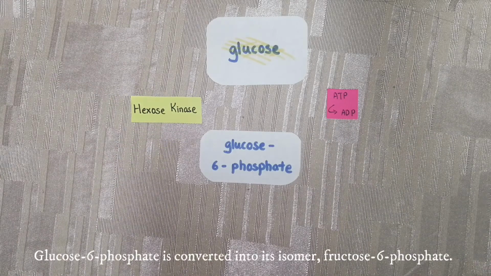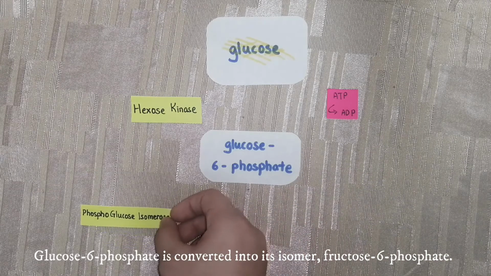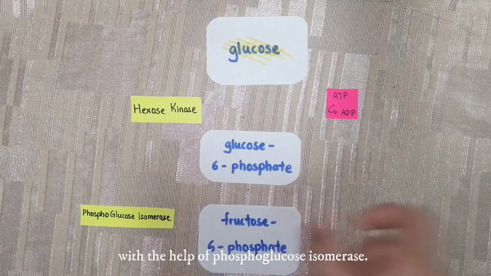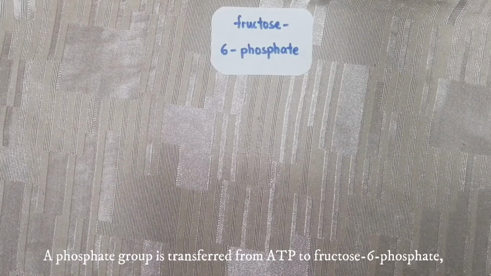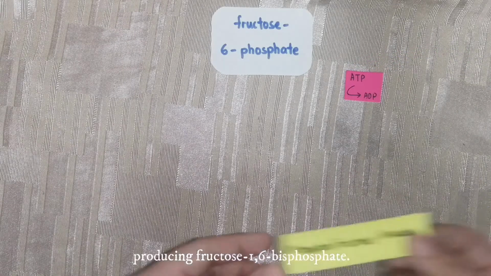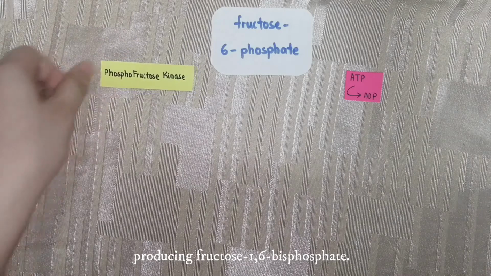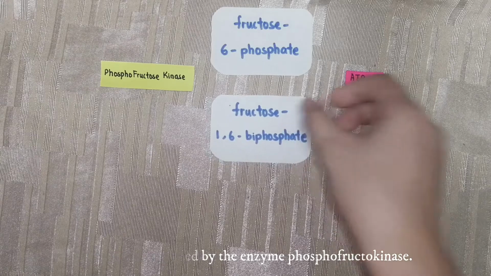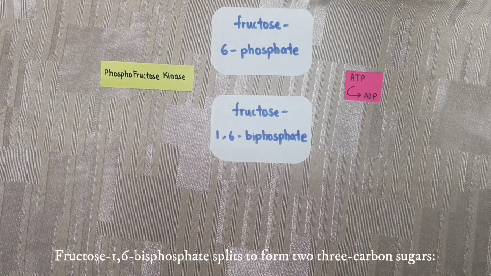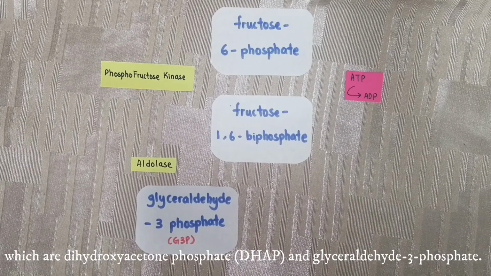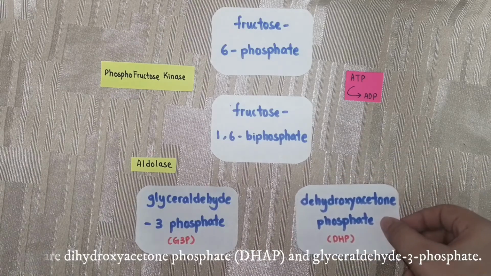Glucose 6-phosphate is converted into its isomer, fructose 6-phosphate, with the help of phosphoglucoisomerase. A phosphate group is transferred from ATP to fructose 6-phosphate, producing fructose 1,6-biphosphate. This step is catalyzed by the enzyme phosphofructokinase. Fructose 1,6-biphosphate splits to form two 3-carbon sugars, which are dihydroxyacetone phosphate and glyceraldehyde 3-phosphate.